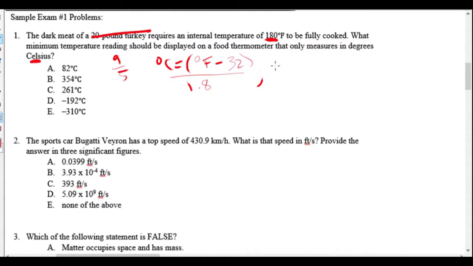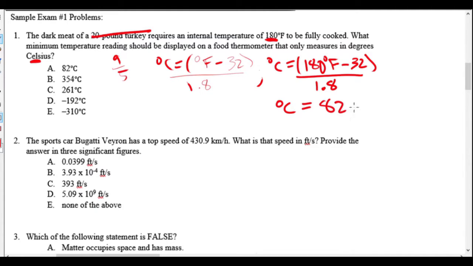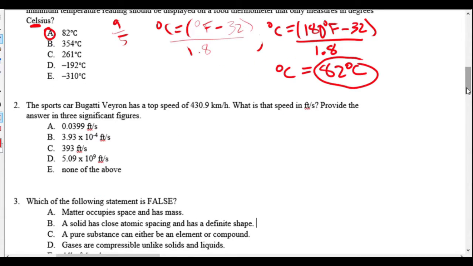Setting that up, the degrees Celsius is going to be equal to 180 degrees Fahrenheit, which has two sig figs technically, but that's not going to mess with anything because the minus 32 divided by 1.8, 2 sig figs again. When you do that math, your degrees Celsius is going to equal 82 degrees Celsius, which will be A, as you guys already knew the answer to. So that should be one of the starting problems, just to kind of get you used to it.